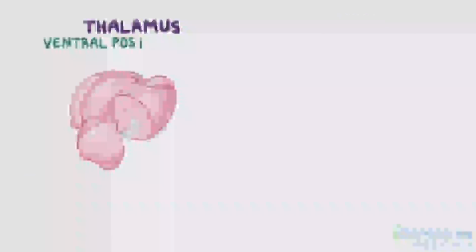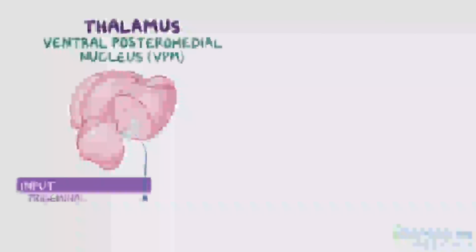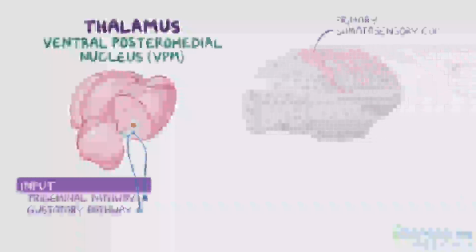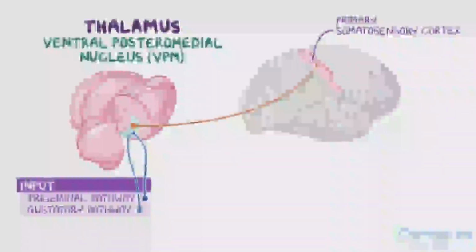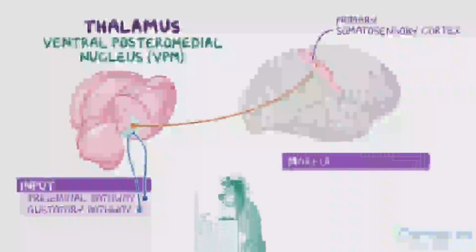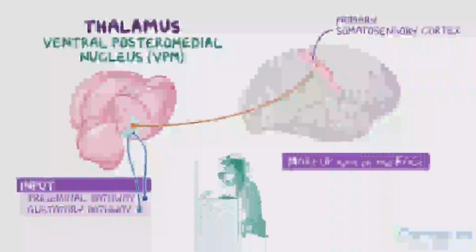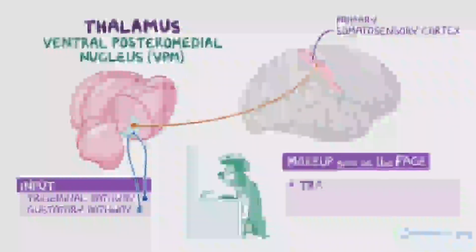The ventral posteromedial, or VPM nucleus, receives input from the trigeminal and gustatory pathways and projects to the primary somatosensory cortex as well. To remember the sensations that this nucleus transmits, you can use the mnemonic, makeup goes on the face. The M in makeup refers to the ventral posteromedial nucleus, while the face refers to somatosensations from the face as well as taste.